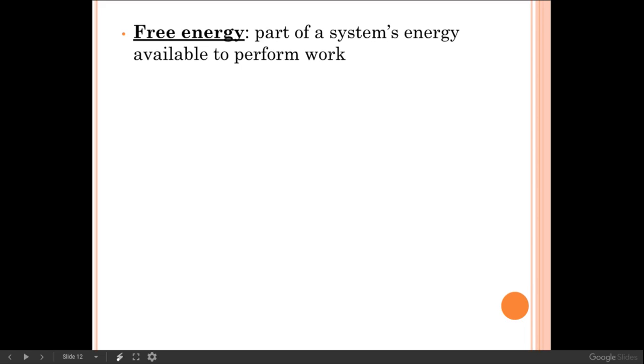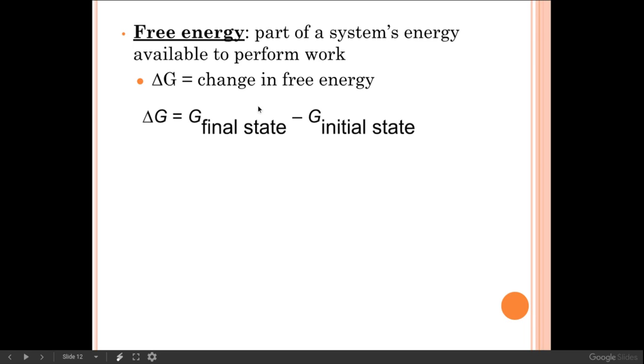Now, free energy. There's some type of energy called free energy, which is a part of the system's energy that's available to perform work. And when we talk about free energy, there's something called delta G, which is a change in free energy. So we go from a certain amount of free energy to a new amount of free energy, and depending on what that change is, that tells us something, what has happened. So what we can do is we can take the delta G is equal to the final state minus the initial state. So final minus initial.